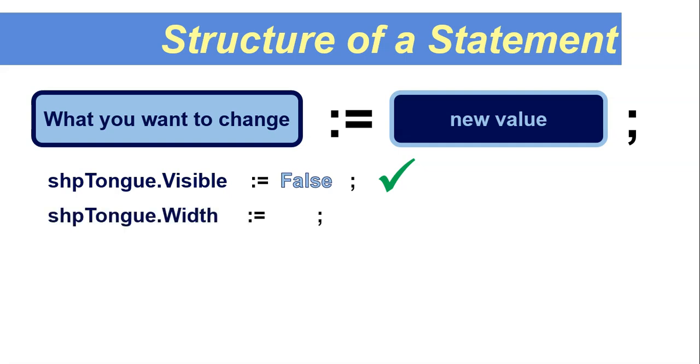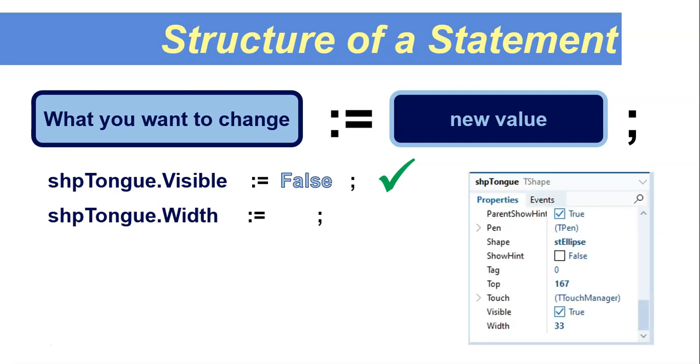Okay, so let's take the width of the tongue. If we wanted to change the width of the tongue, what is the property of the width? There you go. You see, it's a number. So I can't go and make the width equal to hello. That's not a match. It doesn't fit. But I can give it a number. I can give it a number like 50, and that is a match, and that works.